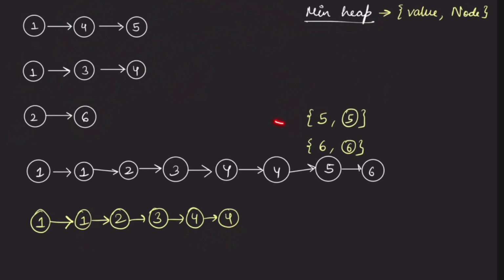Now what is the smallest value? This 5, right? So you will pop this 5 out. You will create a new node here with the value as 5, right? Now if you see, after this 5 again, we are not having any other node to push inside our min heap. So we will move forward.